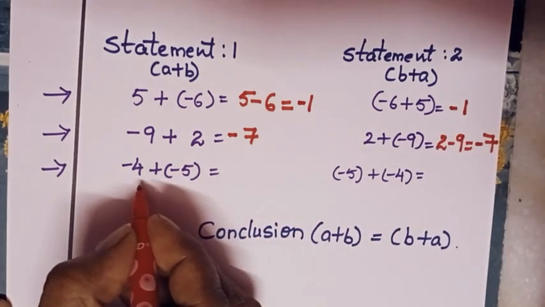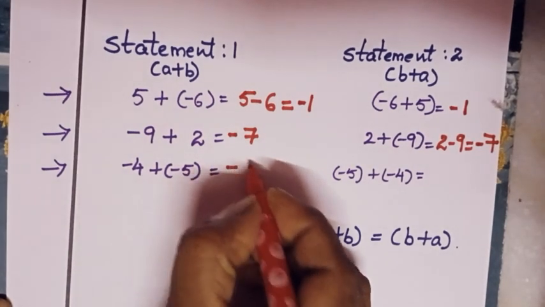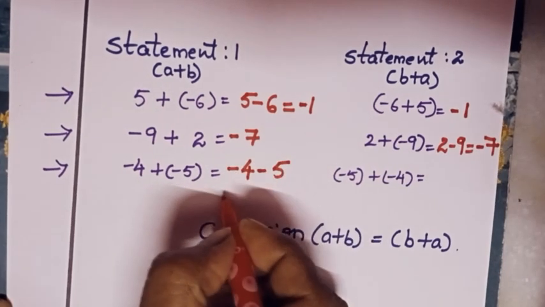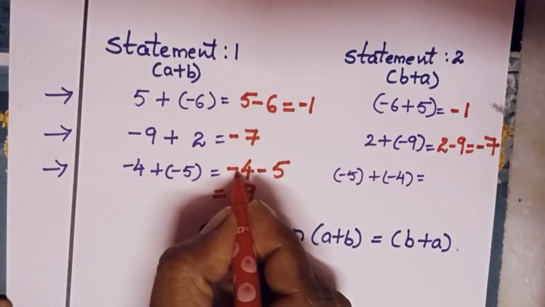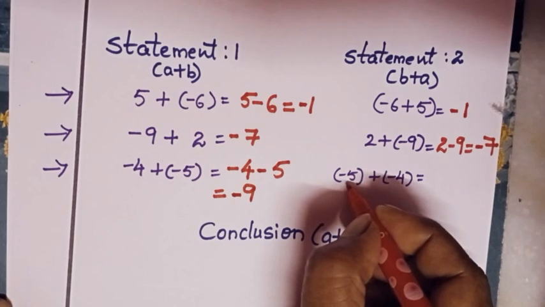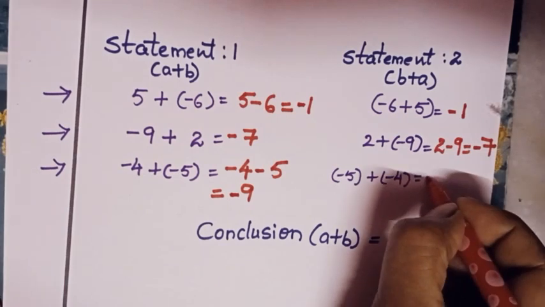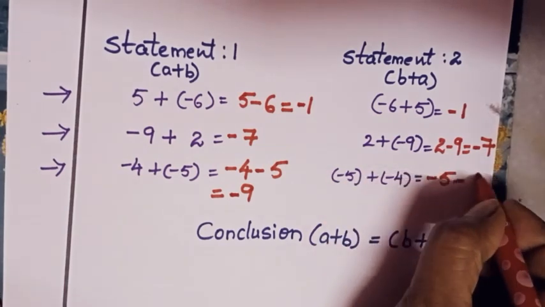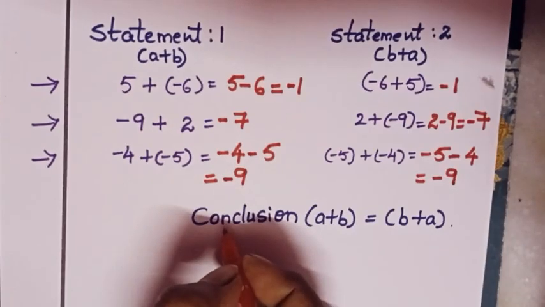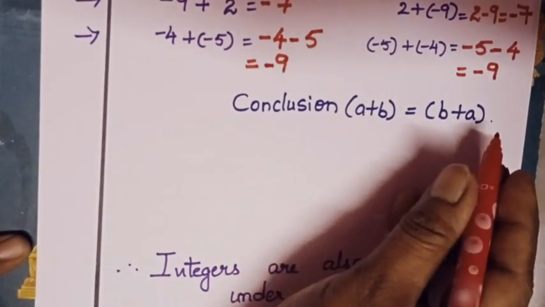Next, third example, children: minus 4 plus minus 5, that is minus 4 of minus 5. Minus minus, we have to do plus, that is 9, but the bigger number's symbol is minus, so we get minus 9. Here also, minus 5 plus of minus 4, two negatives, so again minus 9, which equals minus 9. Let us conclude these three examples: a plus b equals b plus a.